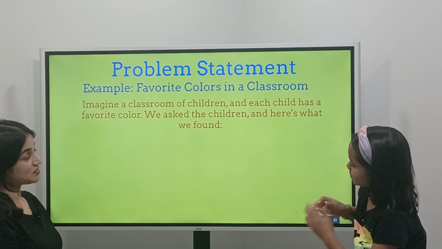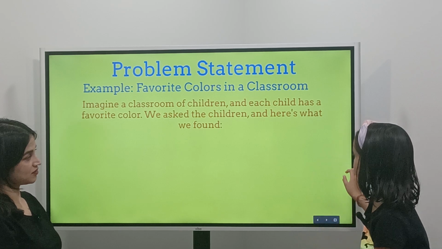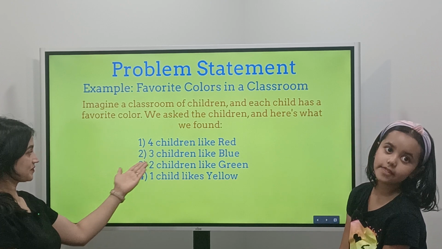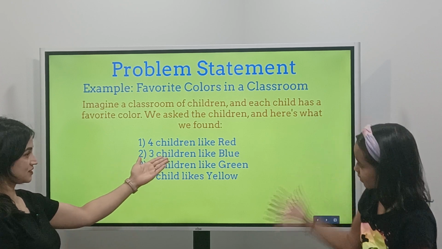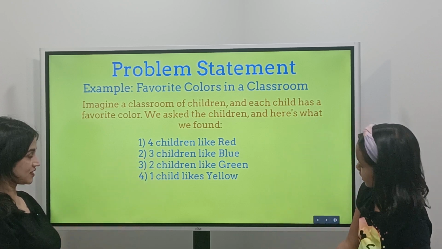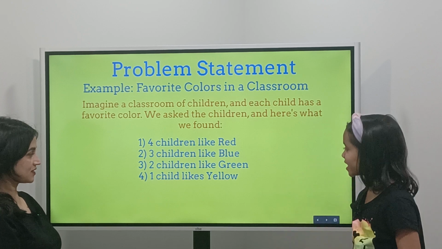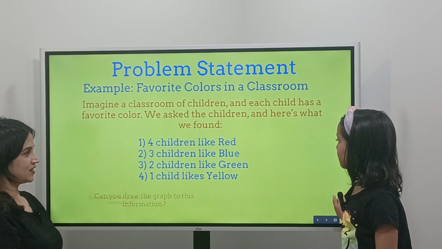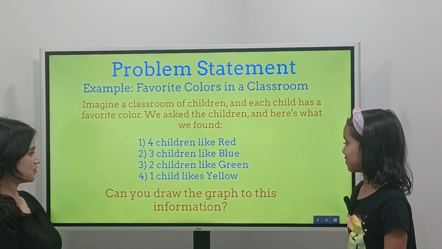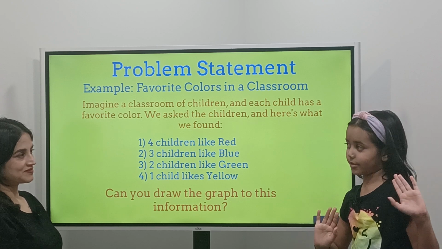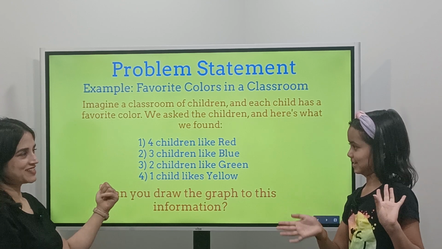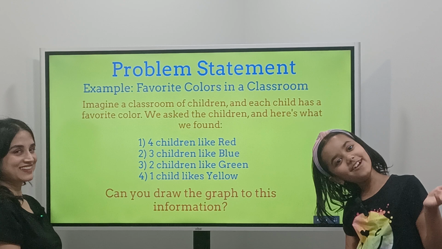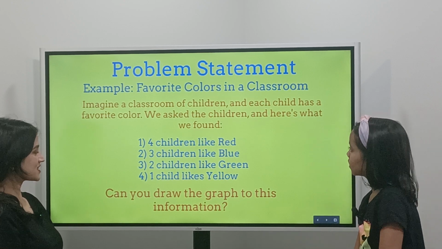If you have to write it in words, it's a lot of work. 4 children like red, 3 children like blue, 2 children like green, 1 child likes yellow. So, lots of work. Can you draw the graph for this information? Well, we already did it. Let's go to the next slide.